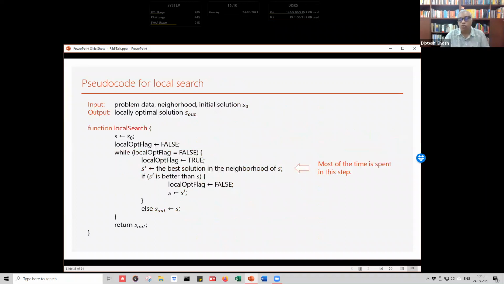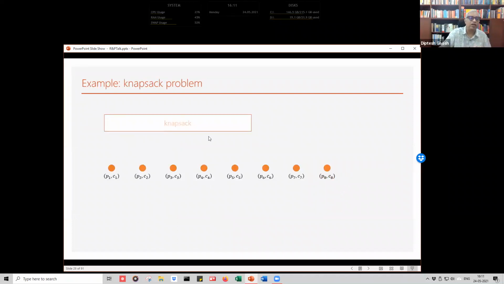Now, most of the time that you would spend in local search is trying to find the best solution in the neighborhood. Let's see why that is. This local search that I've talked about is in a general format. So let us take a look at how I can find neighbors of a problem, let's say a knapsack problem. Let us suppose I have a knapsack problem with 8 elements. Each element has a profit, Pi, and a cost, Ci.